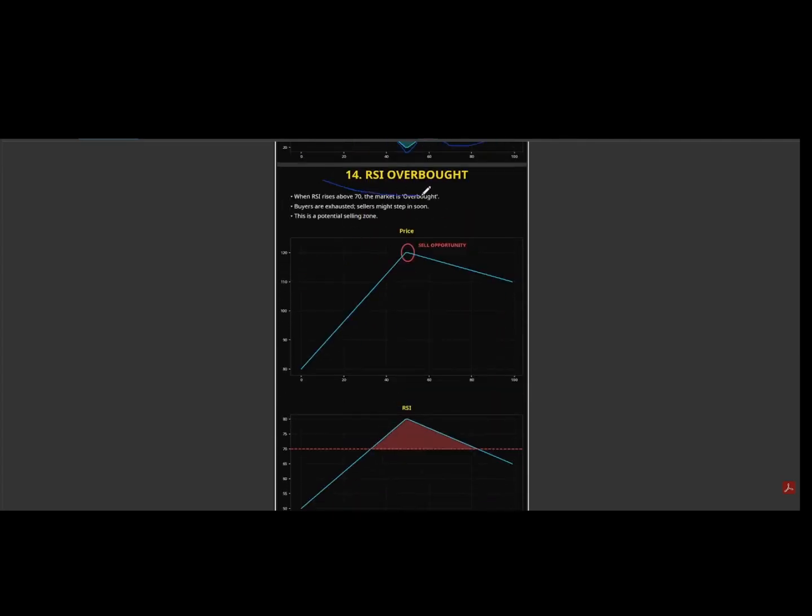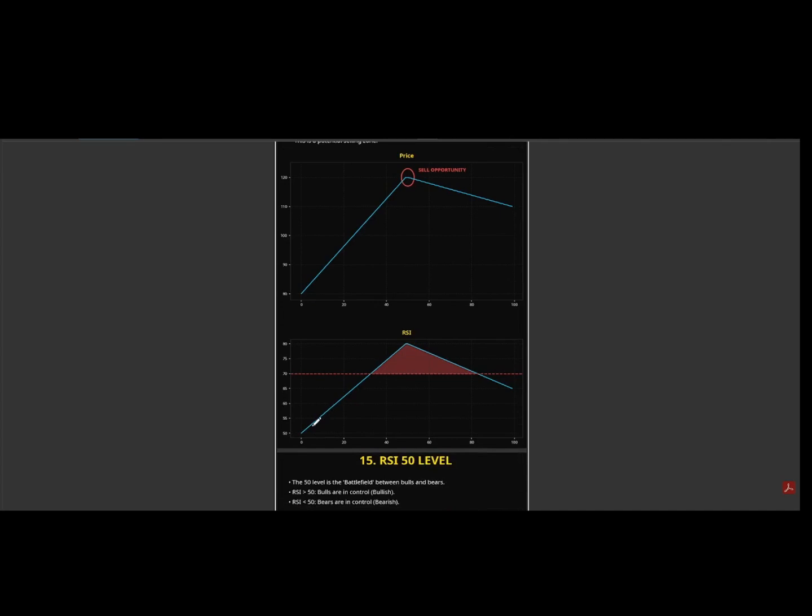Next, when RSI is overbought, that means when it goes above 70 and again comes back to the 70 line, this is the point where you can sell. You can put your stop loss above and aim for 1:2 to 1:3 risk reward according to your risk management. So this is how traders generally trade based on RSI.